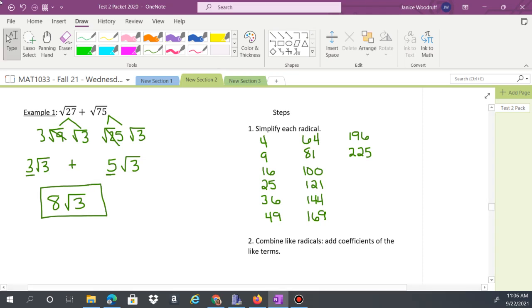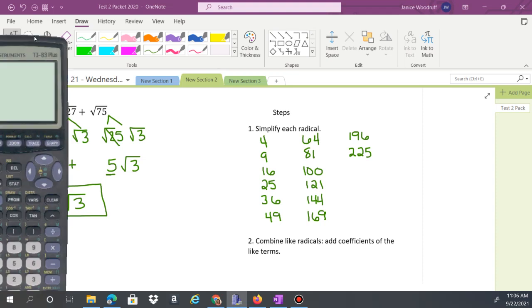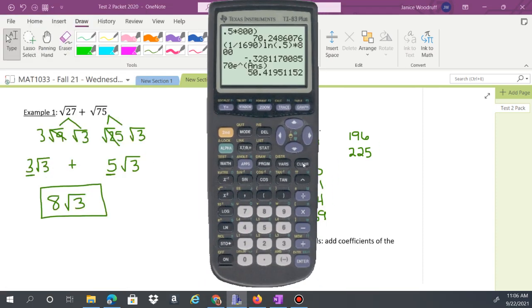Now, the way that we can check these is we can look on our calculator. Square root of 27 plus square root of 75 is going to give me 13.856. And then here I can go 8 square root of 3 should give me the same exact number. And it does. If it gives you the same number, then you know you've simplified it correctly. We're not interested in what this exact number is. We want the simplified version. But that's just to check to see if your simplification was correct.